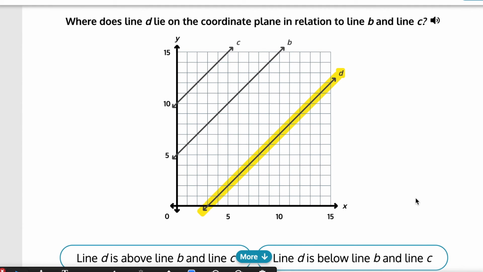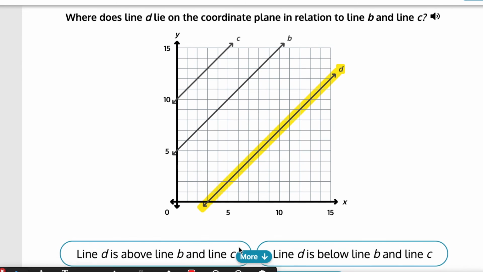So I'm starting to notice a pattern. We started with line B, and y was 5 more than x. And line C was 10 more than x. Notice line C got higher on the coordinate plane than line B. And then with line D, we subtracted from x to get y. And notice line D is lower on the coordinate plane. So I think there's a relationship between that, and I want to notice those patterns.